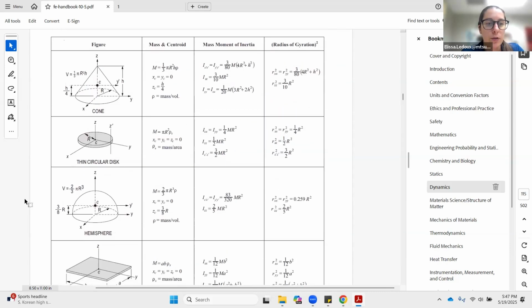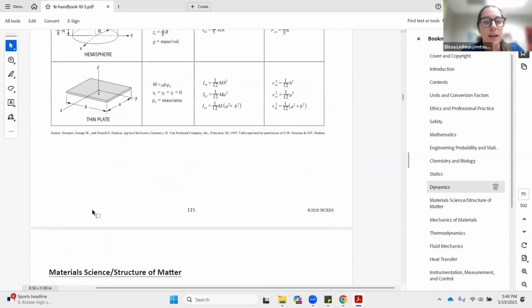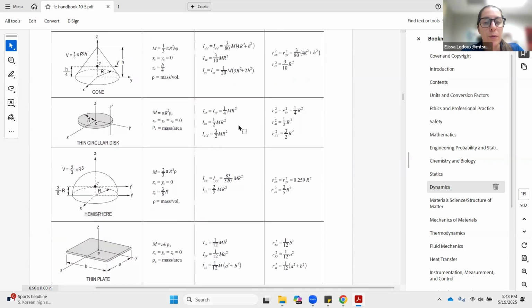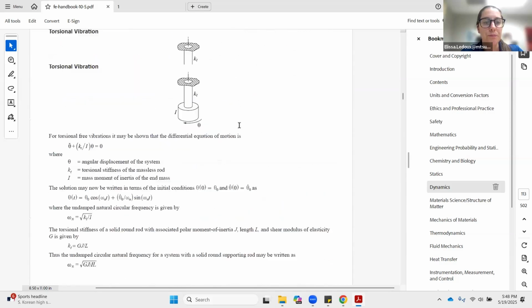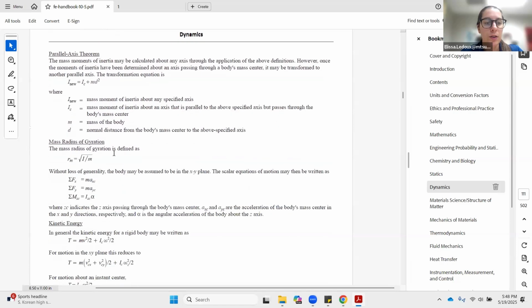Now this is for some additional shapes. So we have cone, disc, hemisphere, and plate. So just know what your shape is and be able to find the appropriate moment of inertia. The mass moment of inertia units are kilograms times meters squared, as opposed to the area moment of inertia in statics, which is just meters to the 4. So we'll go back up here and continue.